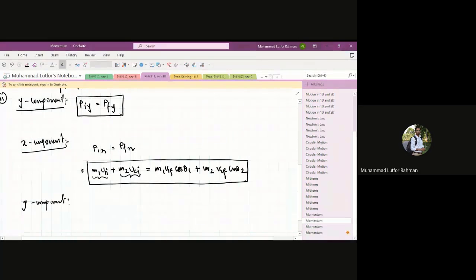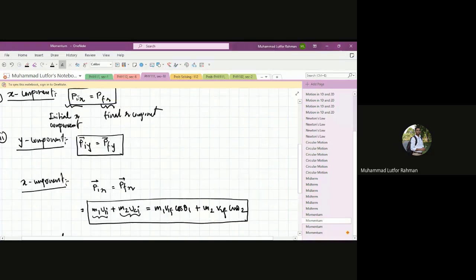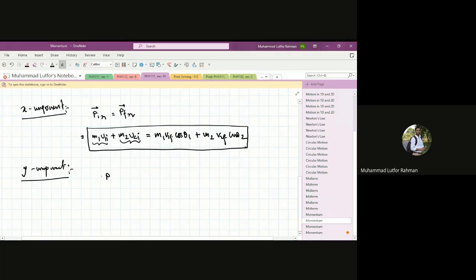how can I write it? So this will be the momentum. Sorry, I have to use the vector sign over here. So let me use that one. This is the vector. Now for the y component, I'll write down Piy, the initial y component of the momentum of the system, and Pfy. Now what is the initial y component of momentum of these two objects?